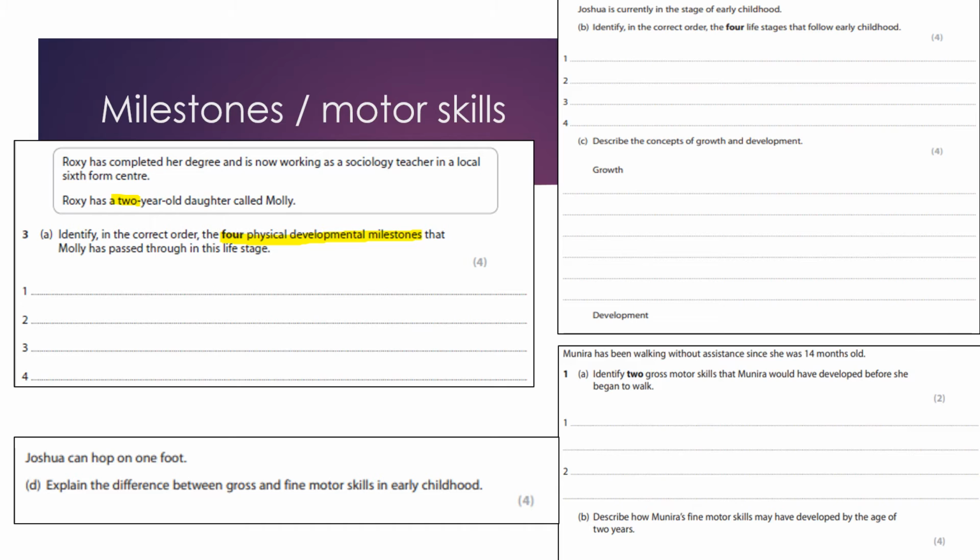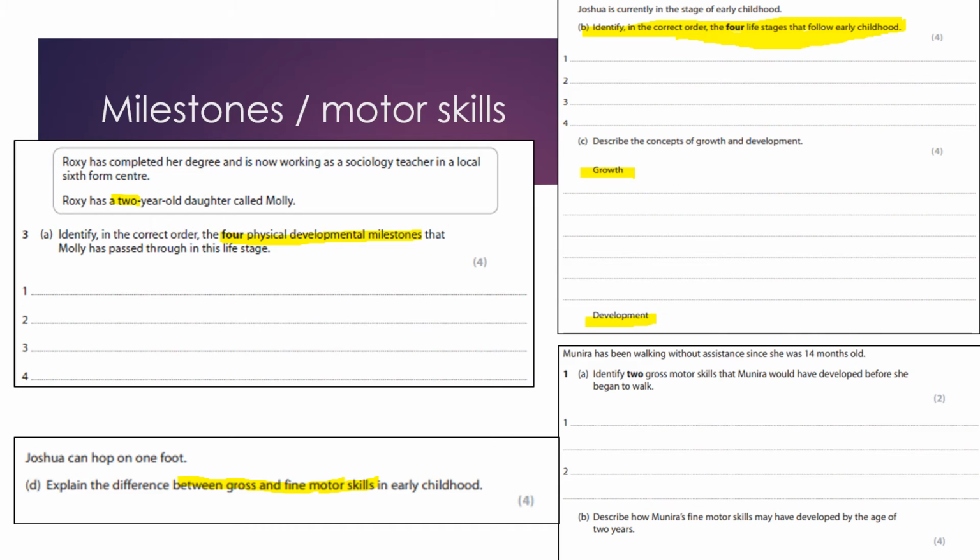Josh can jump on 1 foot. So what's the difference between gross and fine motor skills? They tend to look at those a lot. Identify the correct 4 stages that Josh has gone through. The 4 stages that follow early childhood.